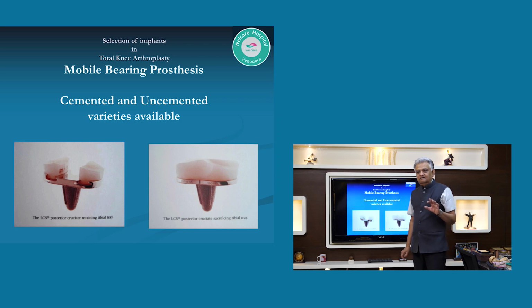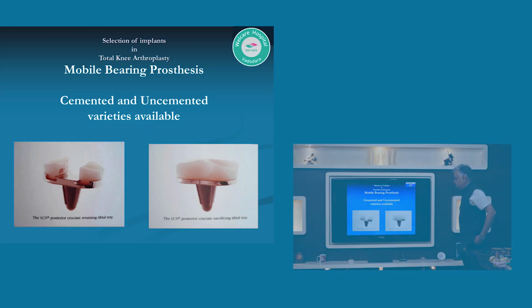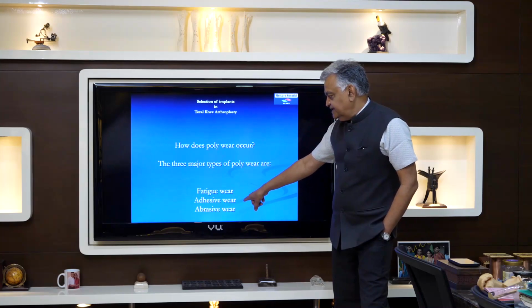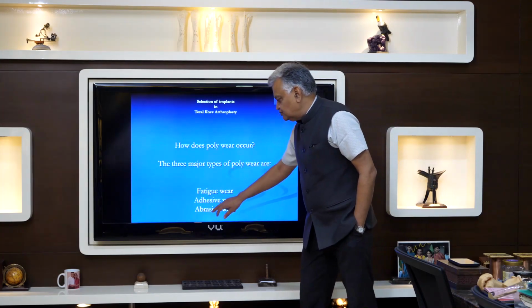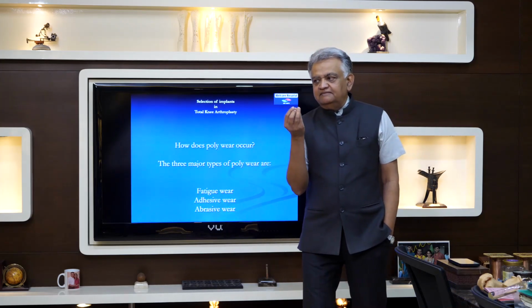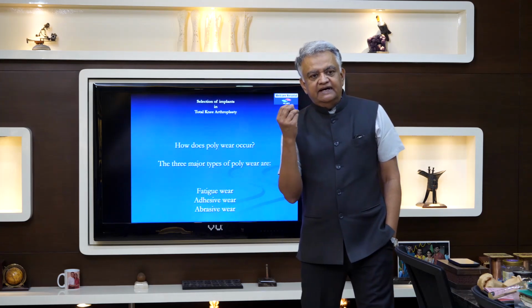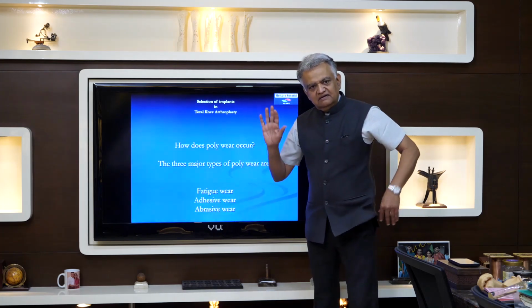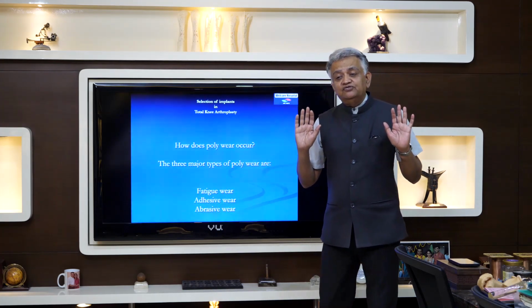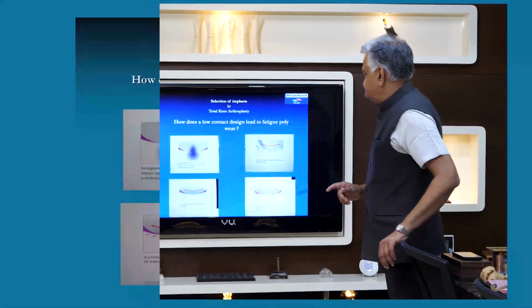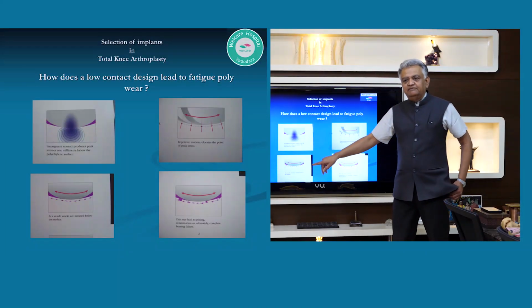Why was mobile bearing brought into play? It will answer your question, and that is what the next slide is about. So understand this. Poly wear occurs because of fatigue wear, aggressive wear, abrasive wear. Let's not go into the details of how to define these three different types of wear, but just understand that poly wear is an important part of long-term implant survival. And poly fails because of wear. Just remember these major blocks. If you can do something which can reduce the wear, then that's a fantastic thing to have done. And that is where mobile bearing came into play.